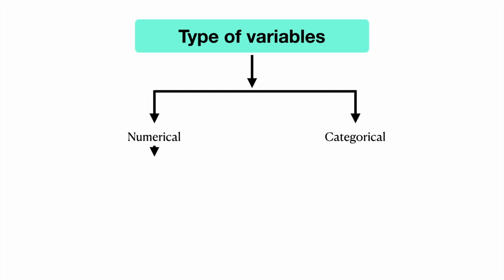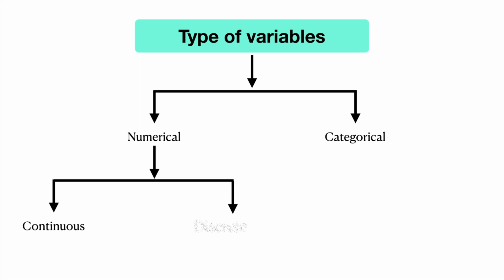Further division is done in numerical. It has two divisions. The first one is continuous data. The second is discrete data. So the difference between continuous and discrete is that continuous can take any value. That means you can get points and decimals in this, but discrete is something which will take only whole numbers. It cannot take decimals.